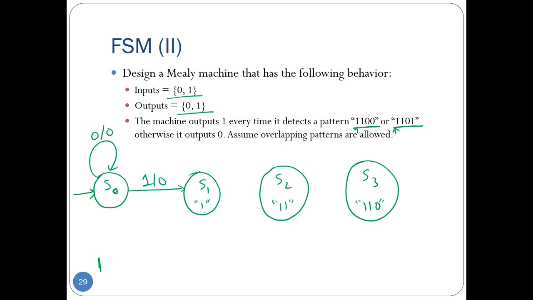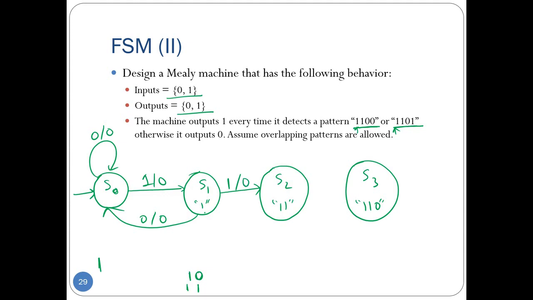At S1, we have already seen 1. Now if you get a 0, you see this 1 0 is not a prefix in either of the two patterns that we are looking for, and 0 cannot start the next pattern. So if we get a 0 here, we go back to the starting state and output a 0. However, having seen a 1 at S1, if we see another 1, this could be the 1 1 at the beginning of the patterns we are interested in. So if we get a 1, we transition to S2 and output a 0.